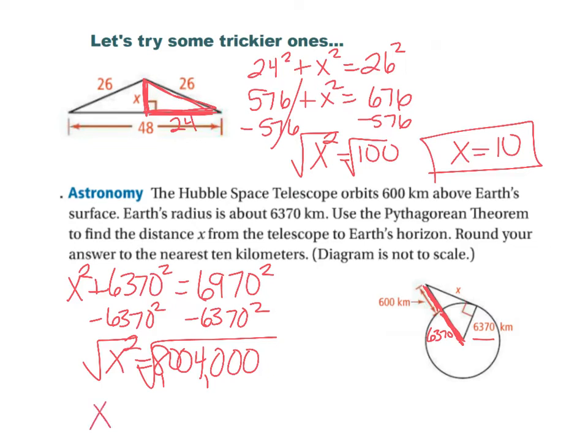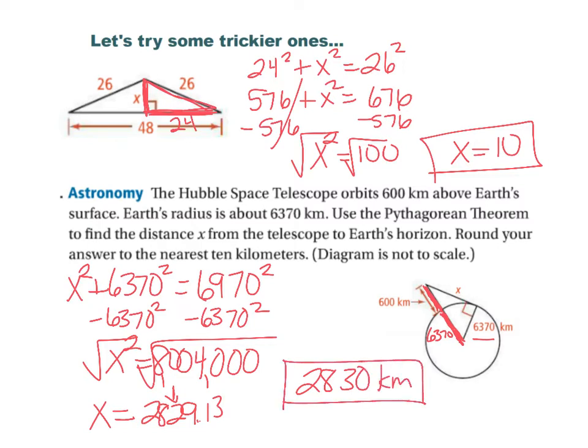Okay, so now what I have, that distance from the telescope to the horizon, is 2829.13. But we've got to be careful with our rounding. You know how picky MathXL is. So it says round your answer to the nearest 10 kilometers. Well, here's the tens place right here at that 2, but the 9 would round it up. So I would say 2830 kilometers after I got it rounded.